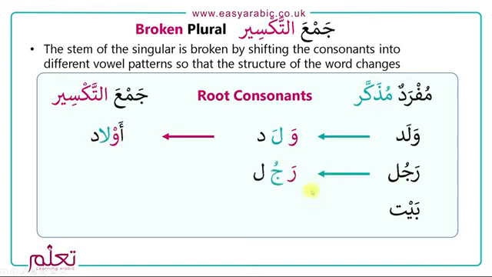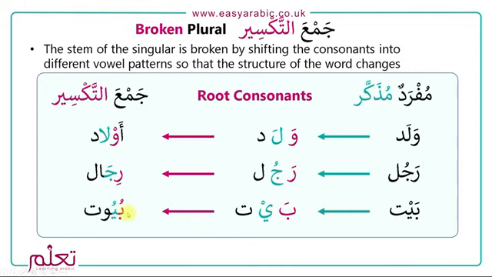Next one is rajul. So there's only three letters there, so they've got to be the root ones, ra, jim and lam, and then here rijal. You see this one's totally different to this. And then we have bait, which is ba ya ta, again three letters, becomes buyut. Again, this is different. So the first one is awlad, rijal and buyut. So there doesn't seem to be any real pattern to all of these, but there actually is.